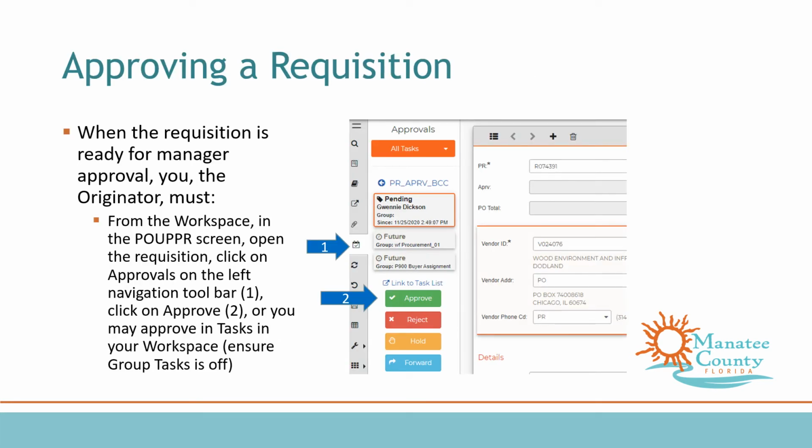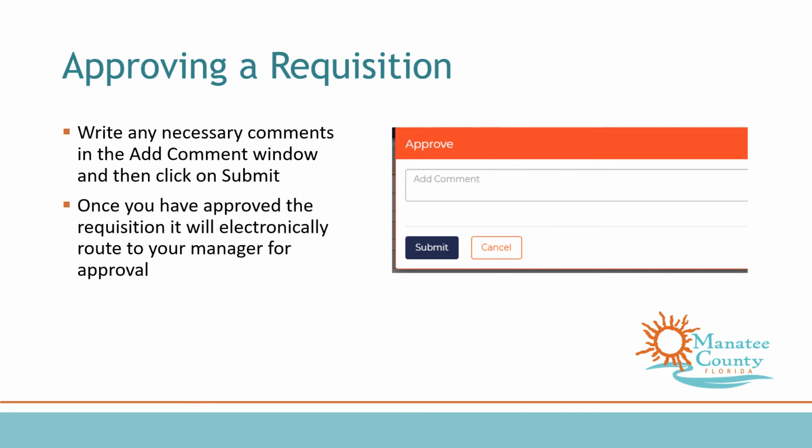Approving a requisition. When the requisition is ready for the manager's approval, you, the originator, must, from the workspace in the POU PPR screen, open the requisition, click on Approvals on the left navigation toolbar, and click on Approve, or you may approve in tasks in your workspace. Ensure Group Tasks is off. Write any necessary comments in the Add Comment window and then click Submit. Once you have approved the requisition, it will electronically route to your manager for approval.